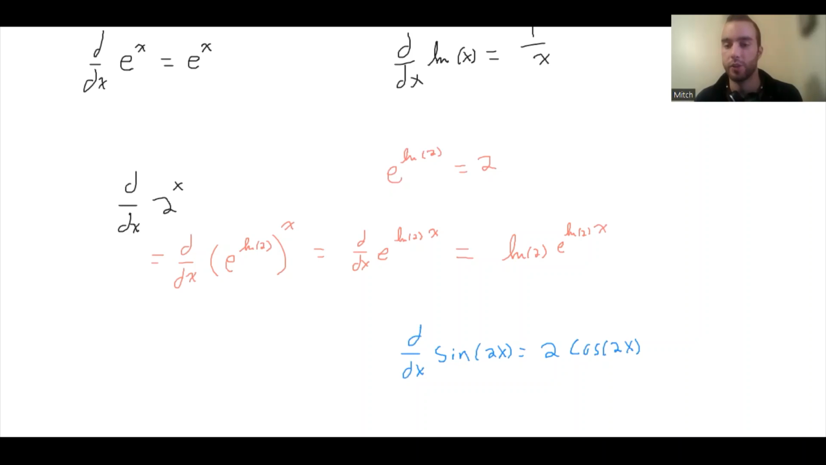And this last step up here is we replace this e to the ln 2 back into 2. So we end up getting ln 2 times 2 to the x. And so the derivative of 2 to the x is ln 2 times 2 to the x.